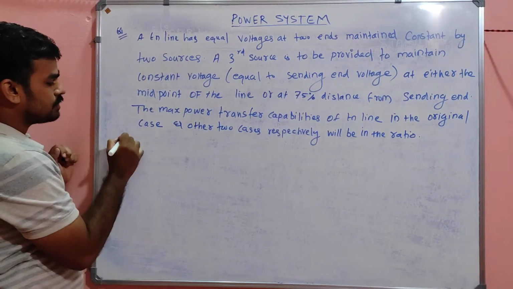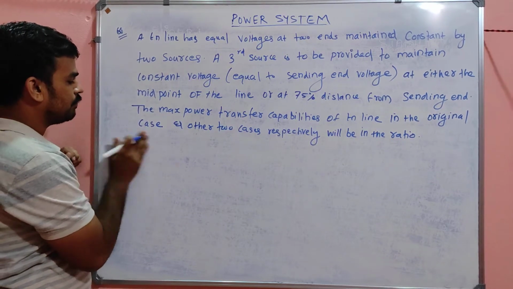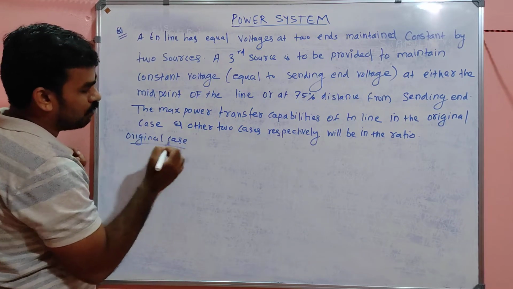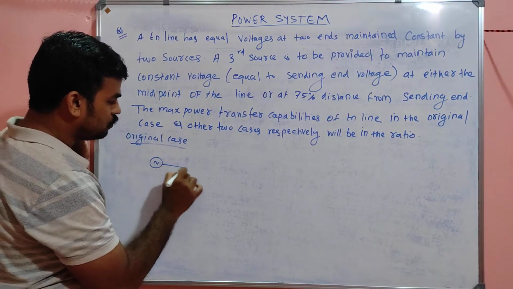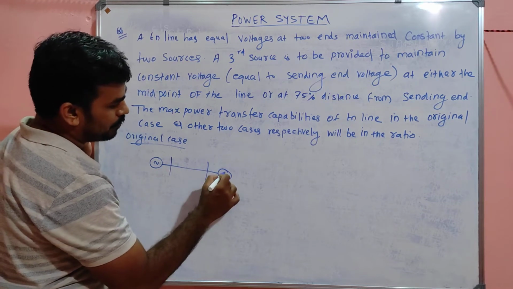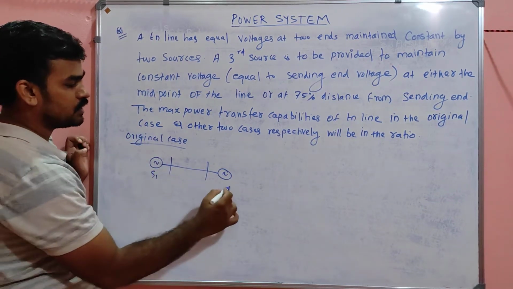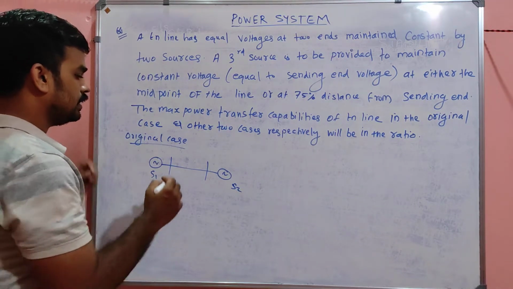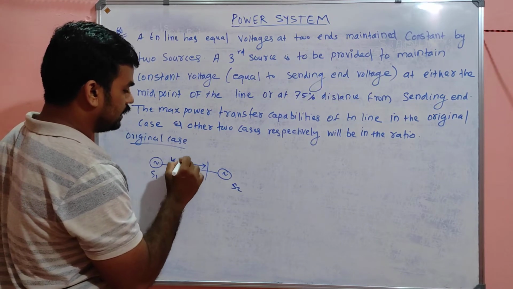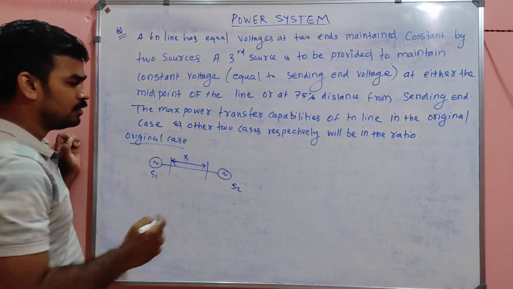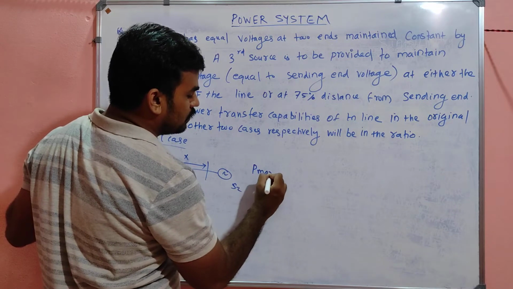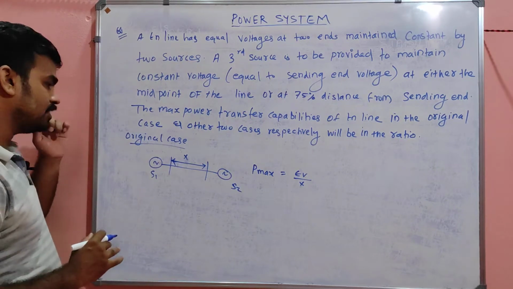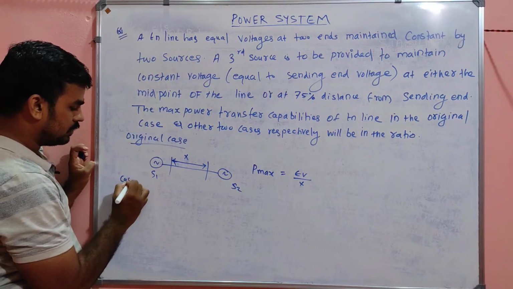So we'll discuss the original case first, or simply case one. In the original case there are only two sources, S1 and S2, with a transmission line of reactance X. So P max, or maximum power transfer capacity, will be EV by X. Next, another case.